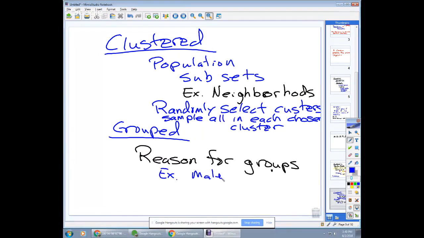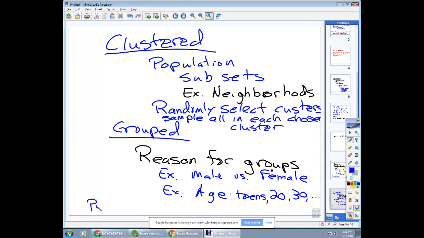It could be male versus female. It could be age, like teens, 20-somethings, 30-somethings, and so on. And with a grouped sample, what we want to do is get a certain percentage from each group. And usually we want the percentage of the group in the sample to match the percentage in the population. And that means we have to know something about the population ahead of time.